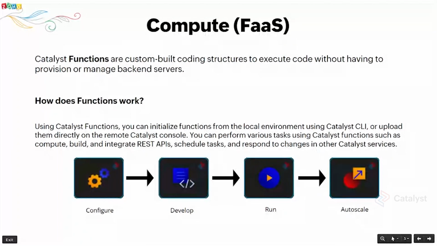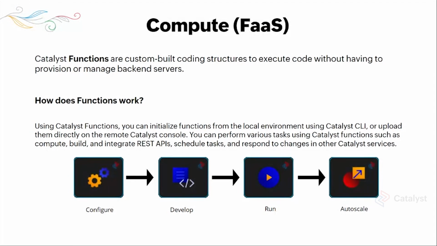infrastructure. How functions work is that you can initialize them from the local environment using the CLI, or you can upload them directly onto the remote Catalyst console. You essentially configure the function, you develop it, you run it, and then there's the auto scale capability that comes in by being serverless.